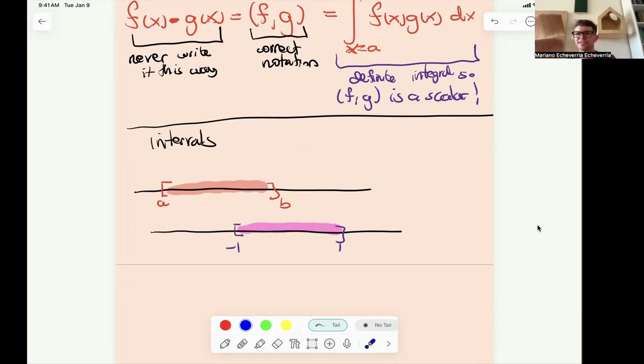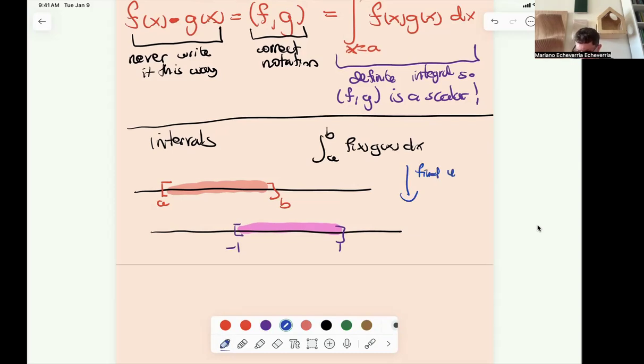You can find a u sub that turns the bounds of integration to -1, 1. So you can always make a u sub, if you had an interval from a to b, of f(x) g(x) dx, you can find a u sub. It's a fun exercise if someone wants to try it. It's just a linear function. It's not too hard to find.